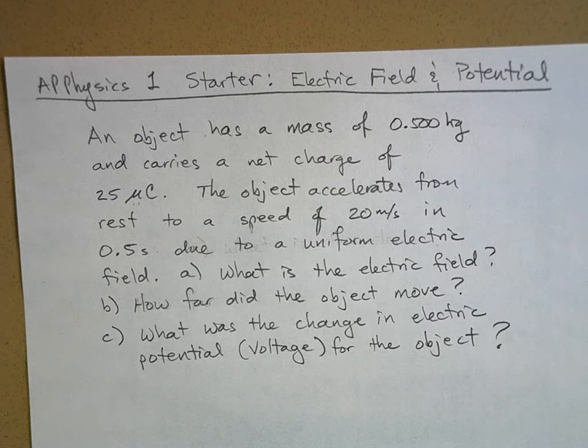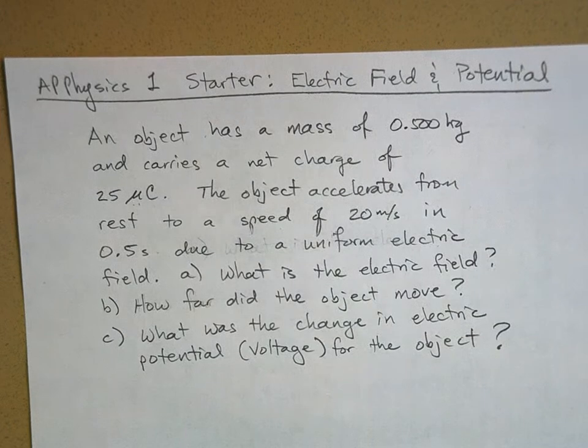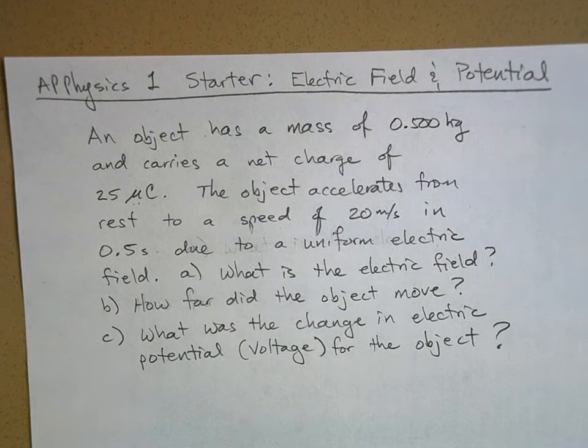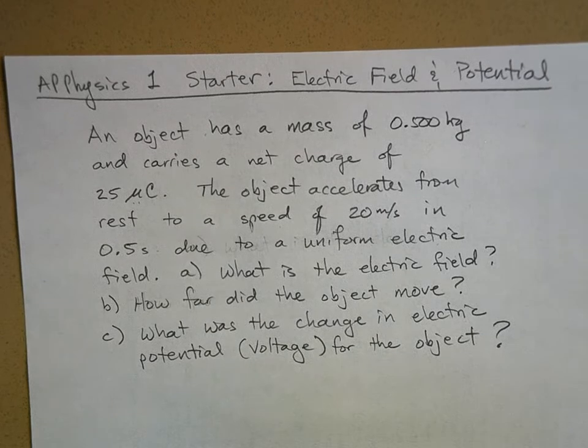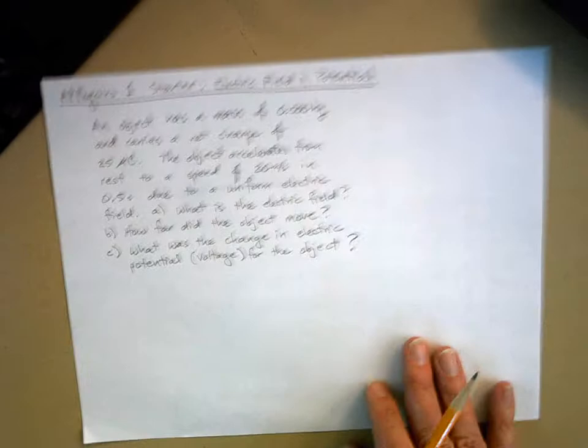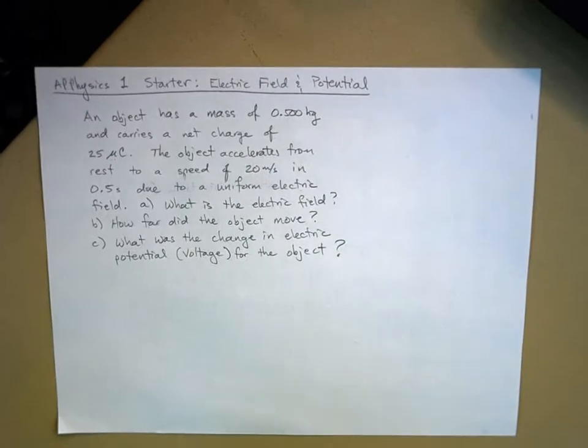A, what is the electric field? B, how far did the object move? And C, what was the change in electric potential for the object? So let's set that up with given, find, and solve. Let me zoom out a little bit, make room on the screen.